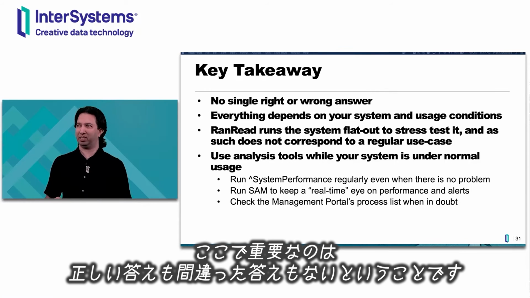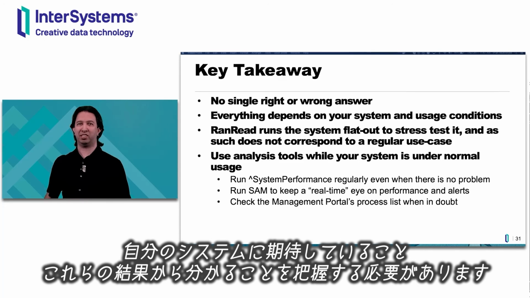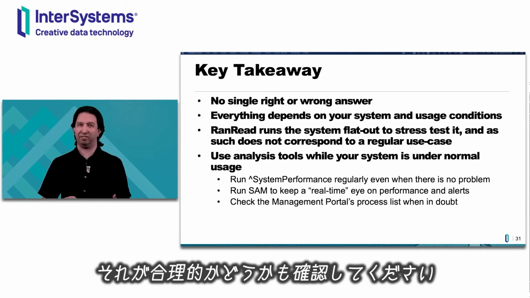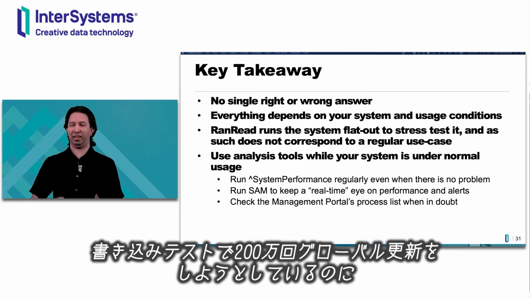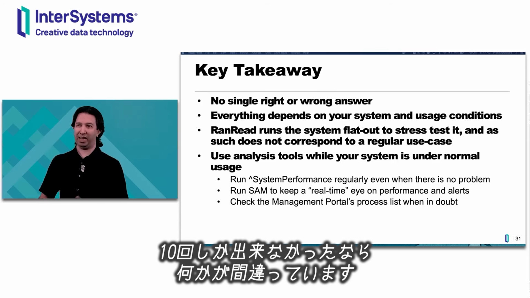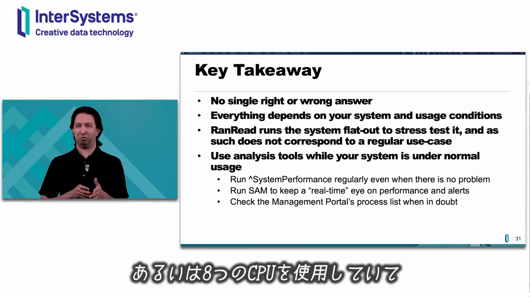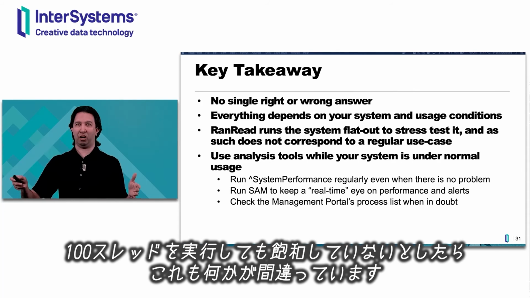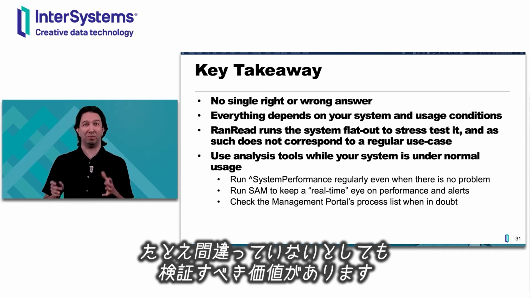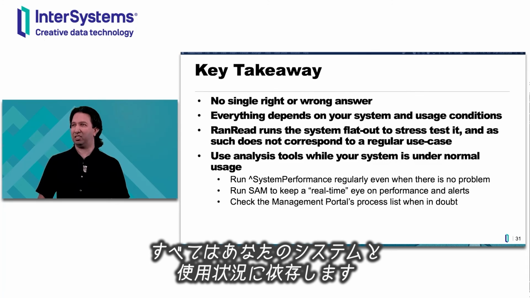The key takeaway from this, again, is that there's no right or wrong answer. You need to look at what you expect from your system and what you see in these results and see if they look reasonable. If you're expecting 2 million global updates from a write test and you're getting 10, something's wrong. Or if you have 8 CPUs and you're not saturating them by the time you have 100 threads running, again, something's wrong. Not necessarily wrong, but there's something worth looking at. So everything depends on your system and usage conditions.